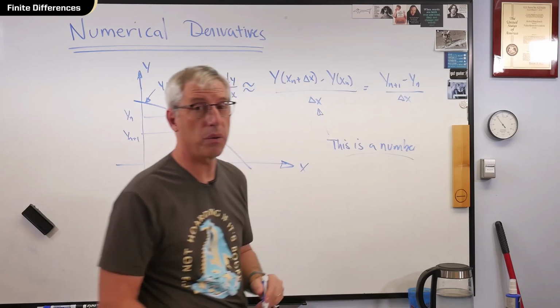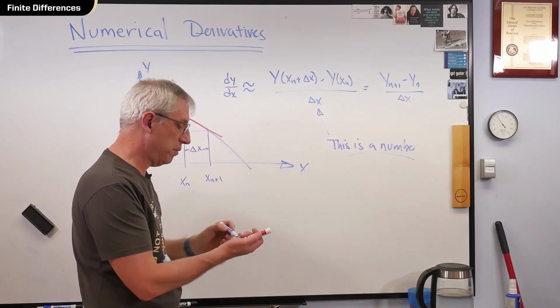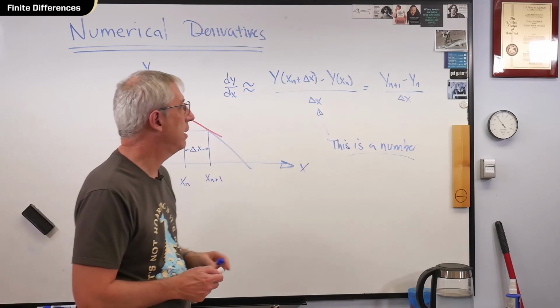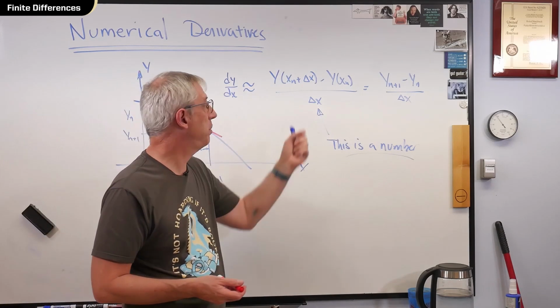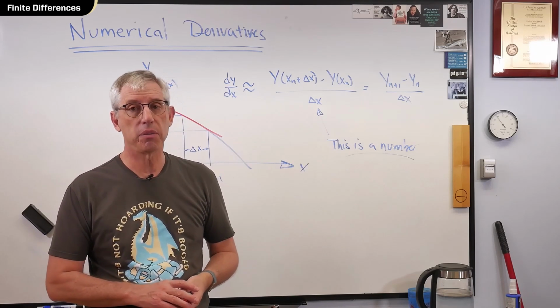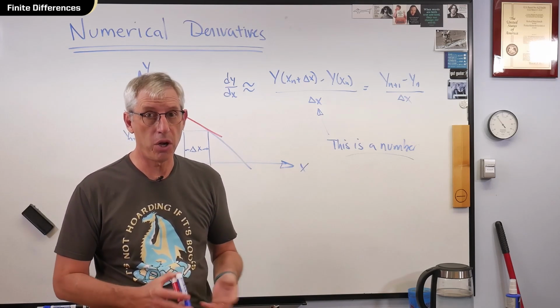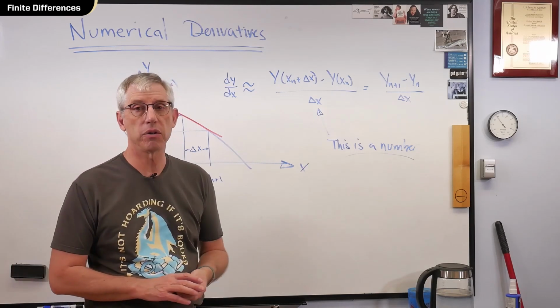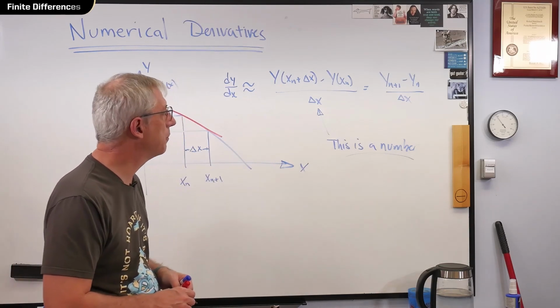This is a number. We know what it is. It's not an infinitesimal anymore. Now, is that exactly the derivative? No, it's not. Is it close? Depends on how big that is. Can we make delta x very, very small, but known? Yes, of course we can. And so that's a finite difference derivative. We've talked about that before.